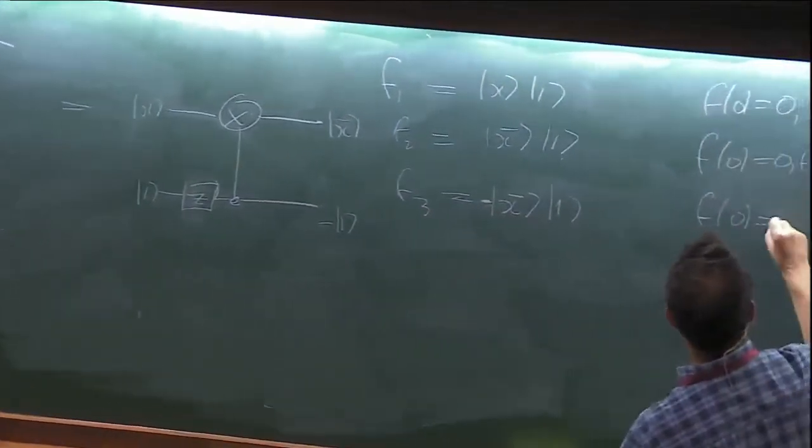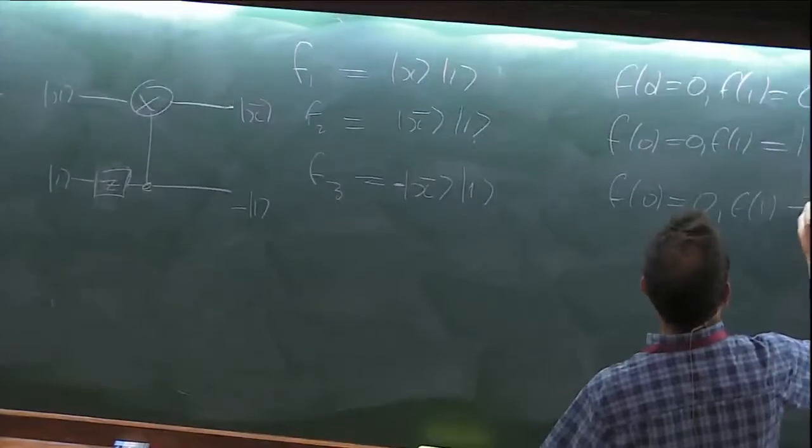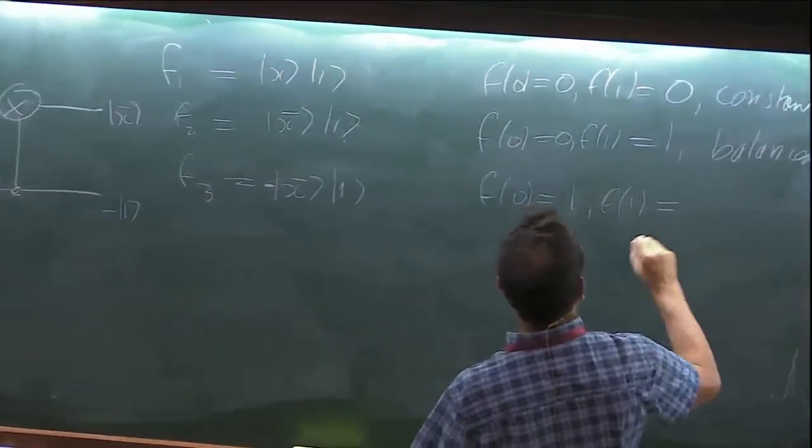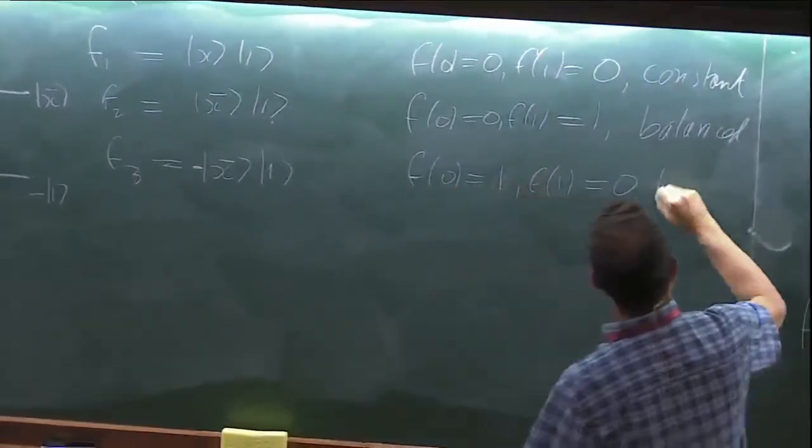And this is for F0 equals 0, F1 equals 1, and this is balanced.